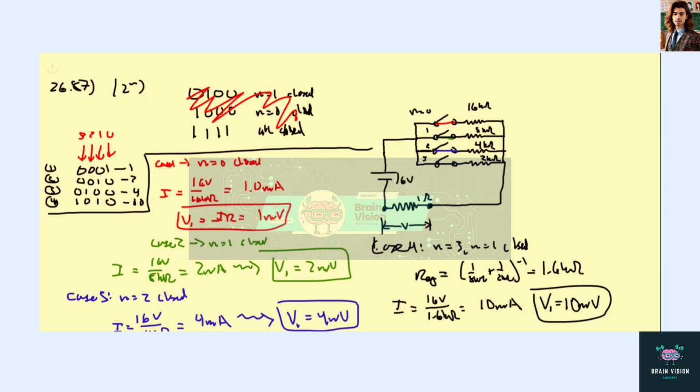Okay, so now just as an overall check, in case 1, we want to represent the value 1, we get 1 millivolt. Case 2, we want to represent the value 2, we get 2 millivolts. Case 3, we want to represent the value 4, we get 4 millivolts. And lastly, case 4, we want to represent the value 10, we get 10 millivolts. So everything checks out exactly as we would expect for this problem.